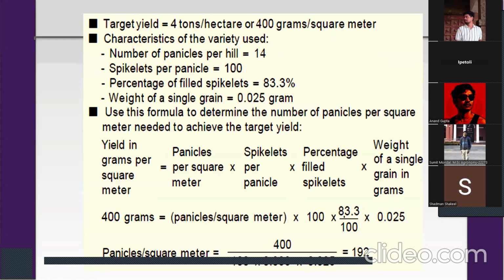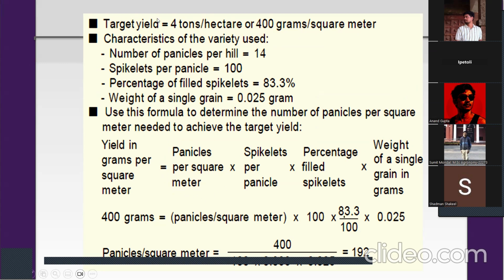Now, this is a numerical where yield is given. The target yield is given, and you need to calculate the panicle number per square meter. This is a numerical where the target is 4 tons per hectare yield. You want to achieve 4 ton per hectare yield, and all the parameters are given. Yield is given. Spikelet per panicle is given. Percentage filled spikelet is given. Weight of a single grain is given. All the other attributes are given, but panicle per square meter is not given. So you need to calculate this.